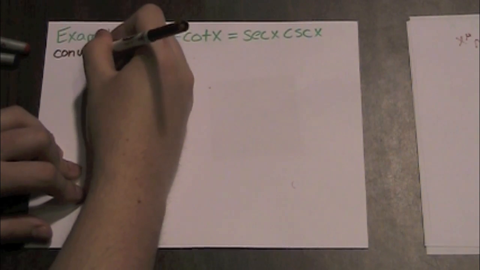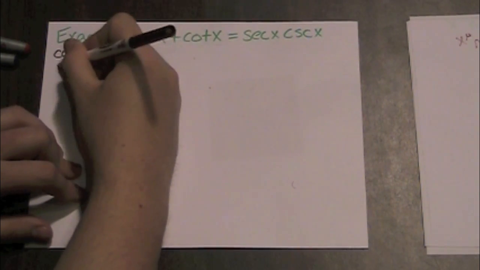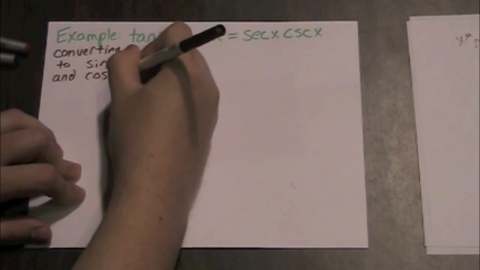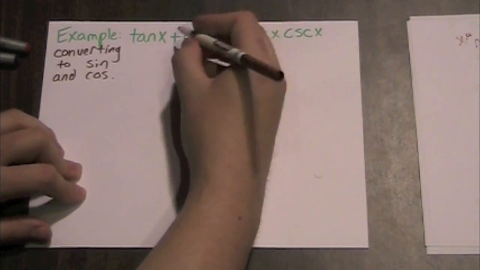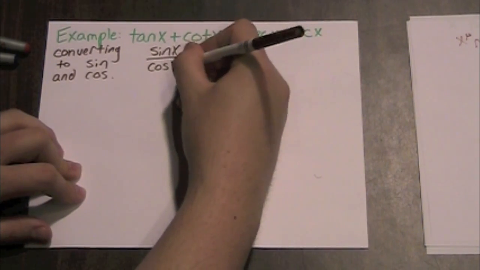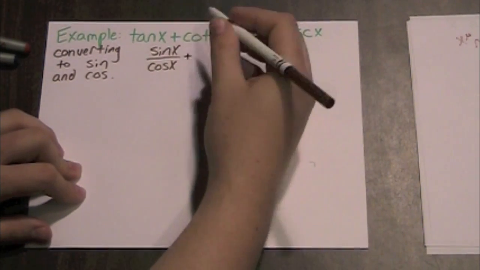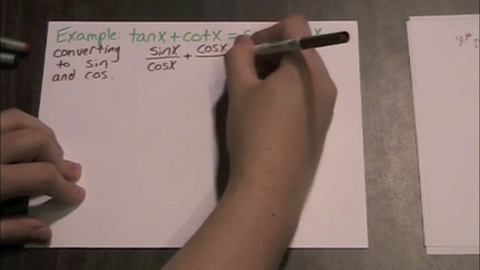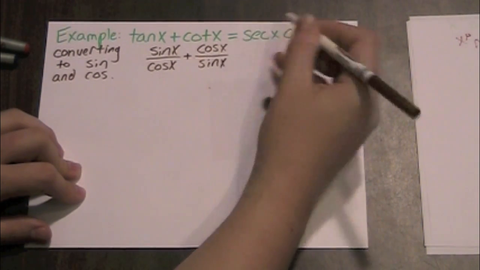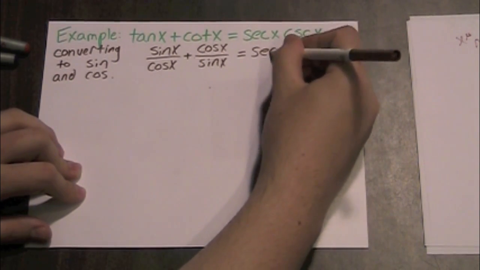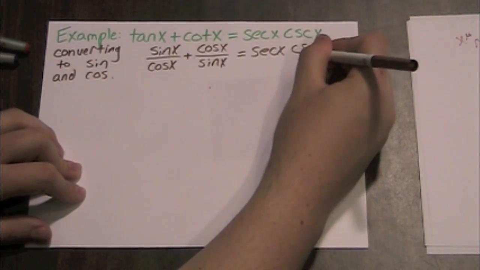So this is about converting to sine and cosine. Tangent of x equals sine of x divided by cosine of x. Cotangent of x equals cosine of x divided by sine of x. And once again, we're going to leave the other side completely the same.